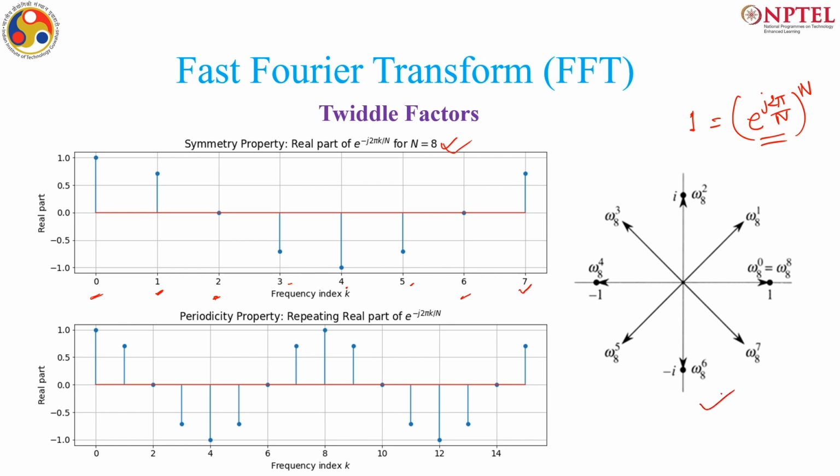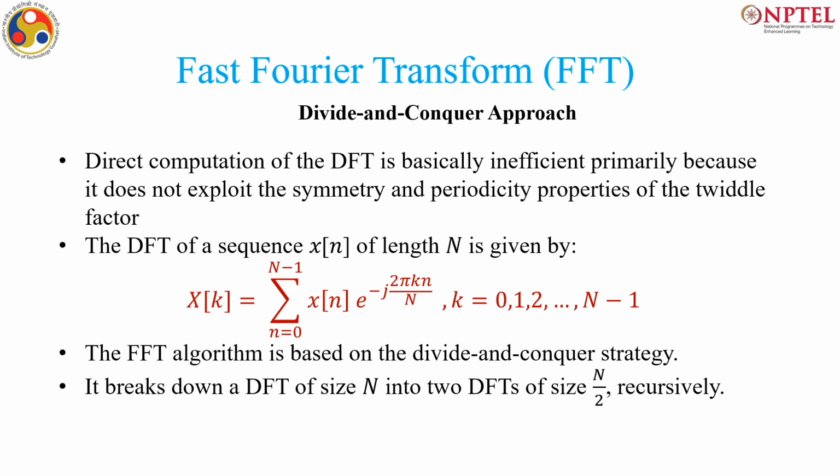If you see this figure, the symmetry property is very much visible from the plot, as well as the periodicity. Periodicity means after completing one complete cycle, it will again repeat. Being of circular nature, it will go on repeating after every cycle, and you can see the symmetry very easily. So, now we will use the divide and conquer approach to efficiently compute our DFT.